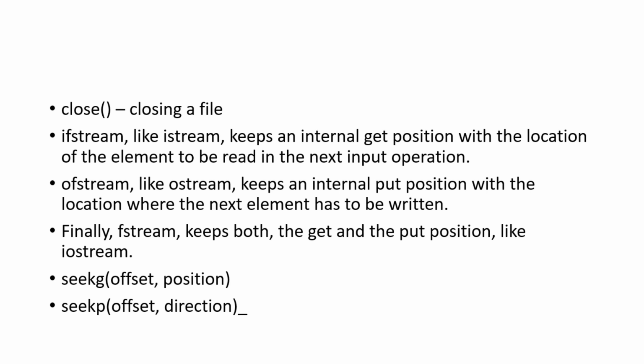ifstream, like istream, keeps an internal get position with the location of the element to be read in the next input operation. ofstream, like ostream, keeps an internal put position with the location where the next element has to be written. What I sometimes refer to as a cursor: there's an internal position in the file, so when you read and write, it's at a certain position. Based on that position, it's going to read from it or write to it. Finally, fstream keeps both the get and the put position, like iostream.